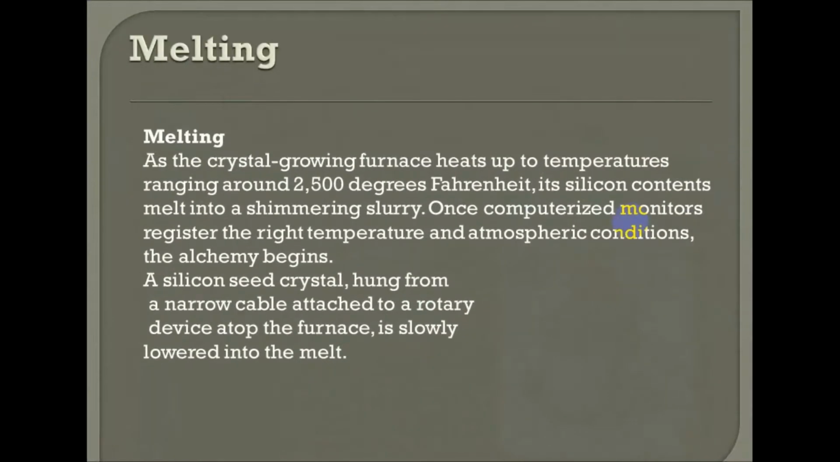Second stage, melting. At this stage, the temperature is raised in the oven to a degree of about 2500 degrees Fahrenheit. There are computer screens that record temperature and weather conditions for the operator. The seed is taken out with the silicon crystal by this commutator and cable, which slowly spins above the oven.